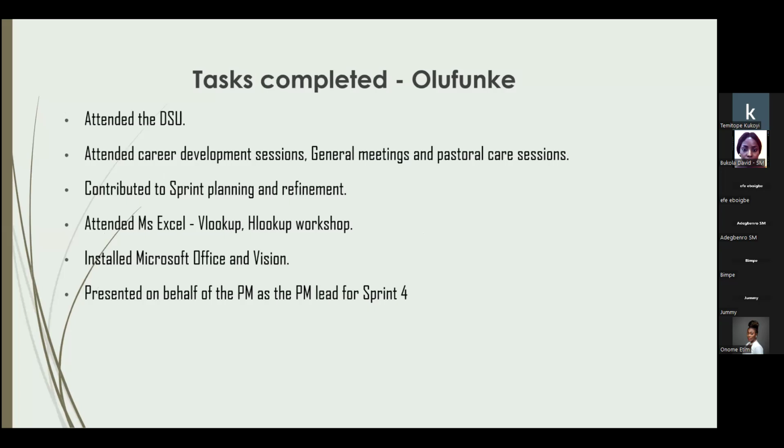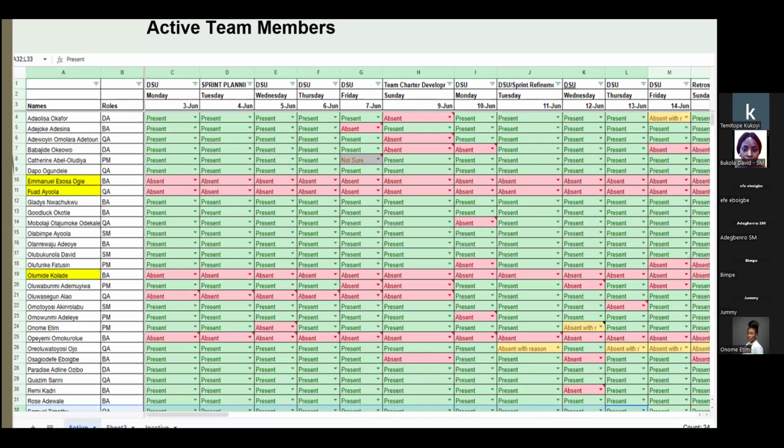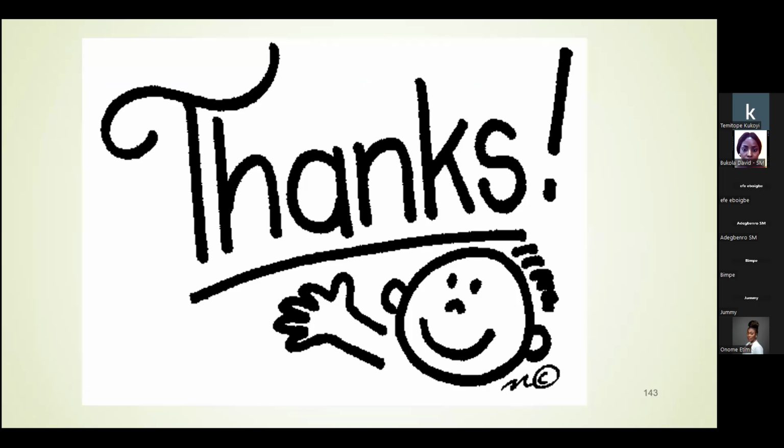Next slide. This is what our attendance monitoring sheet looks like. It's very detailed, and it really helped us to track people's attendance to the different Scrum ceremonies and the daily stand-ups, and just to make sure that we're keeping in touch with people. In case anybody has been absent consecutively, we know how to follow up with them and make sure that they're doing okay. Next slide. All right, thank you very much.